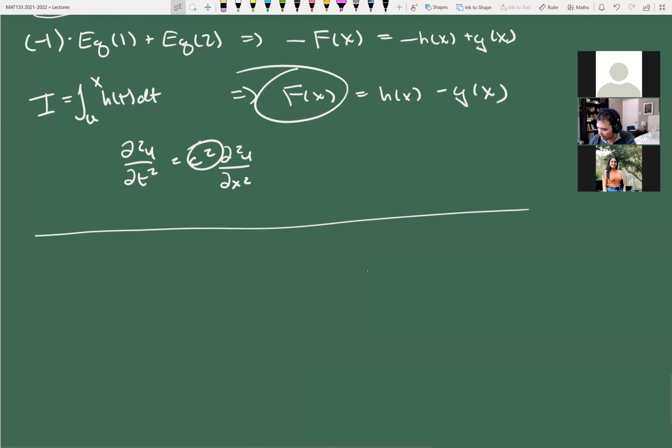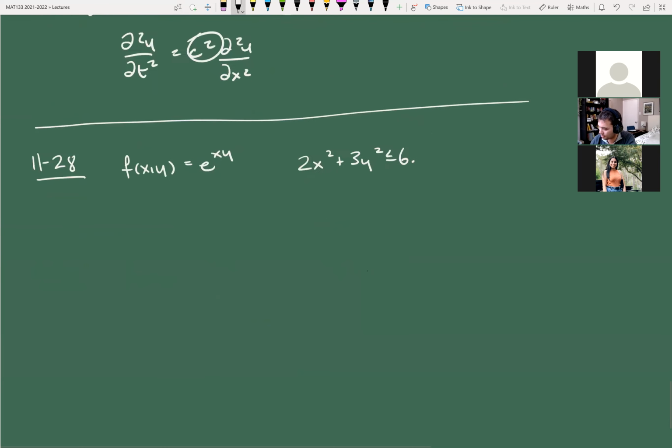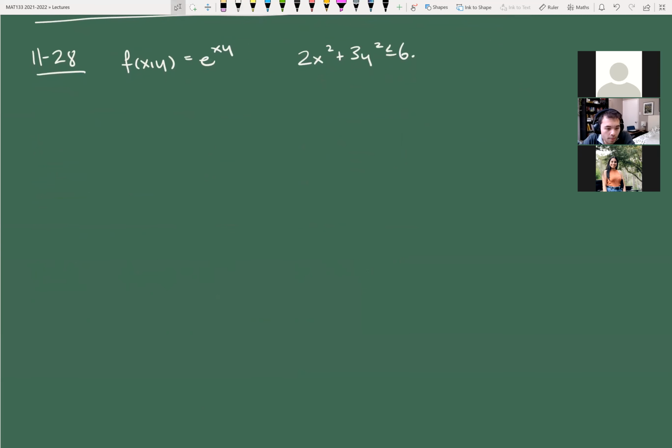Okay, so 11-28. Sure, so where's the function? f(x, y) equals e to the xy, and you've got 2x squared plus 3y squared is less than or equal to 6. So this has 2 parts to it, right? In particular, you actually have to do the interior as well. So you have to find the critical points and then do the boundary separately. So you kind of need to do the interior first. So that's going to be 2x squared plus 3y squared is less than 6. And then you have to do the boundary.